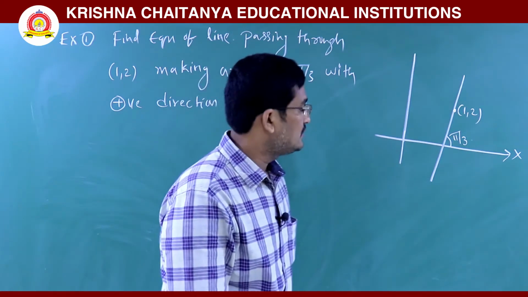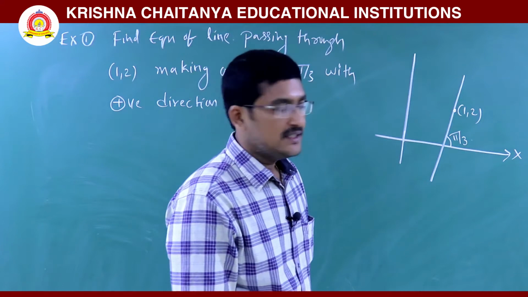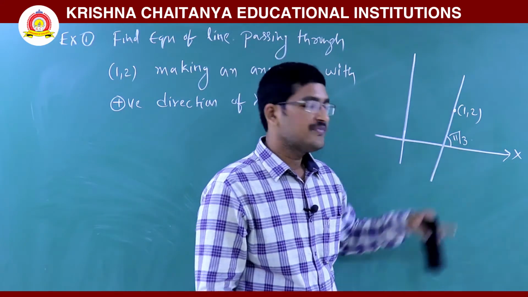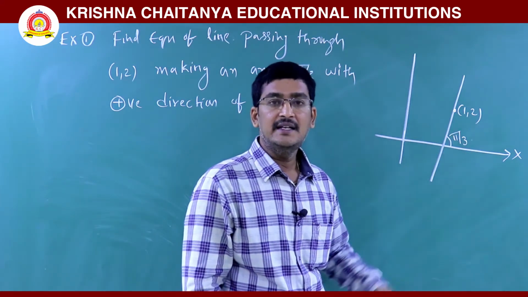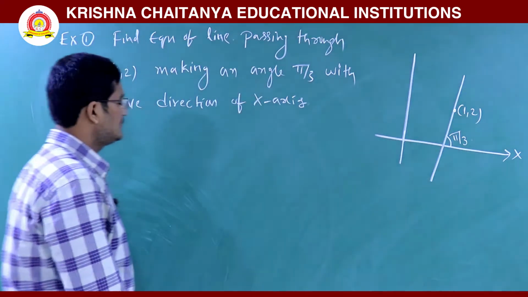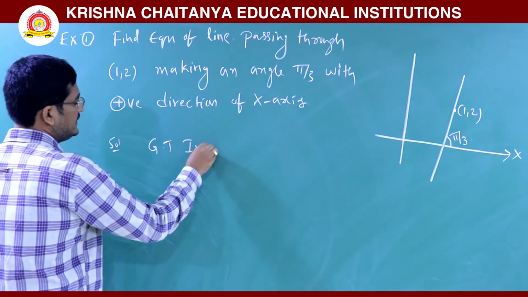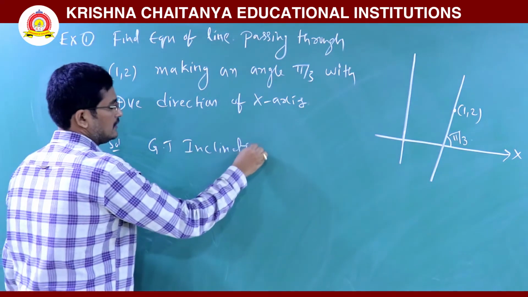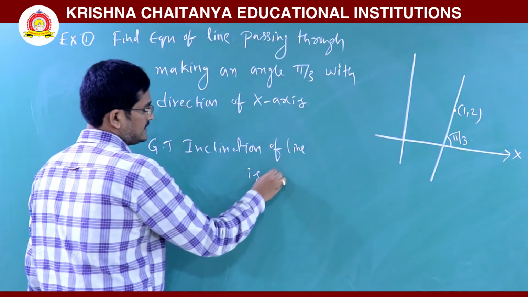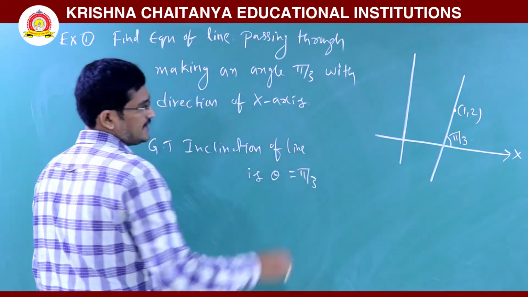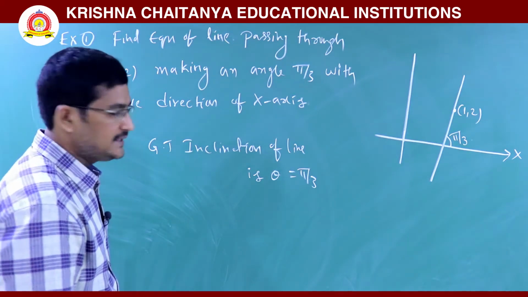To get the equation of the line, we need the slope of the same line. Given that the line makes an angle pi by 3 with x axis, that means the inclination of the line is pi by 3. Suppose I take theta equals pi by 3. If theta is the inclination of the line, then the slope of the line is tan theta.